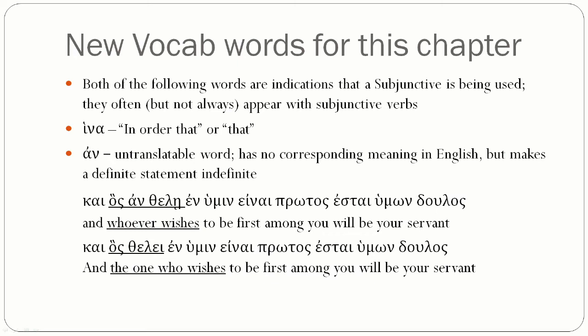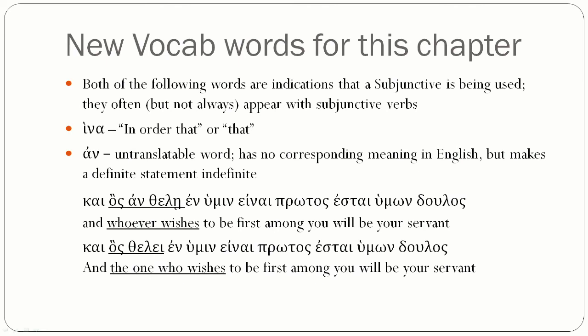The 2 words here are hina. First one there, hina, in order that or that. These things all happen in order that the scriptures might be fulfilled. Uses this word hina, in order that or so that or that. This next one here, this is kind of a weird word, this word an, a short little word in Greek. This is untranslatable. It doesn't have a meaning that goes nicely into English.